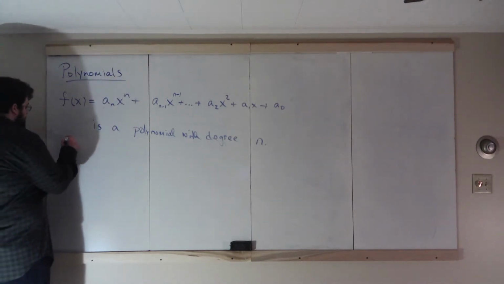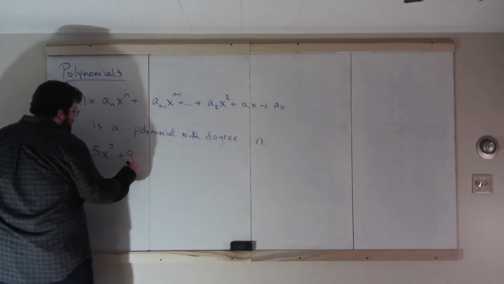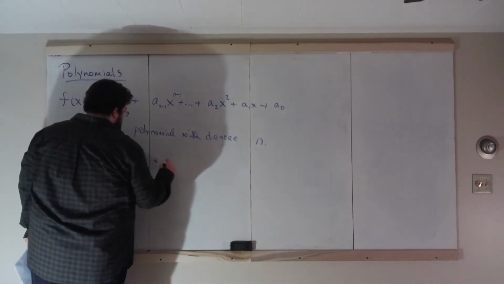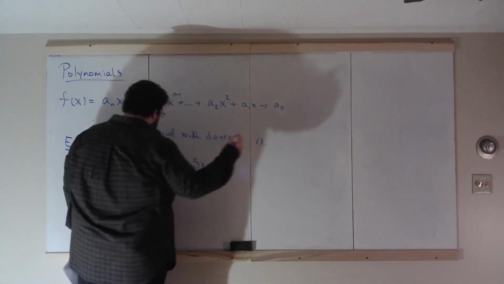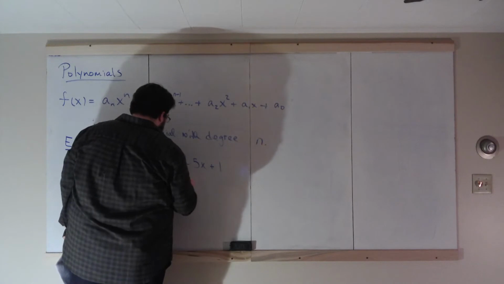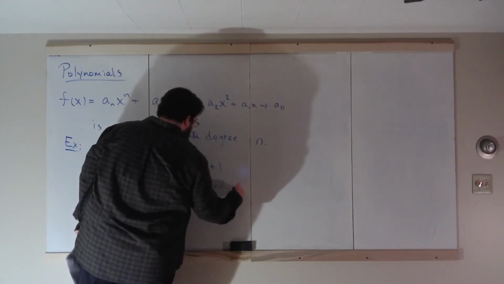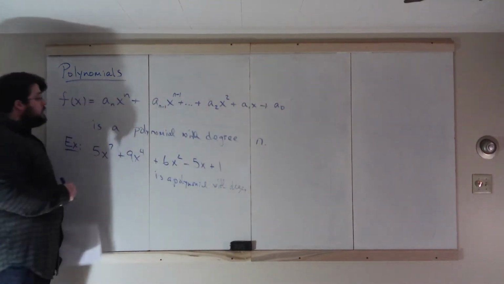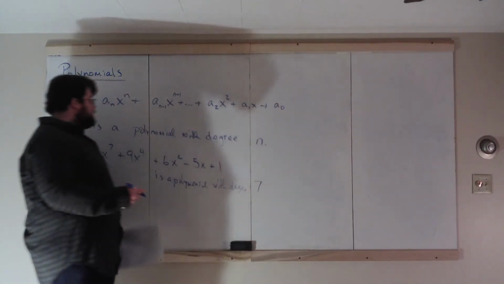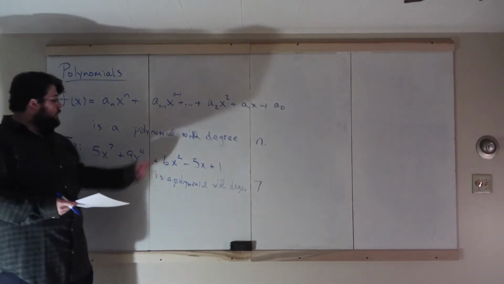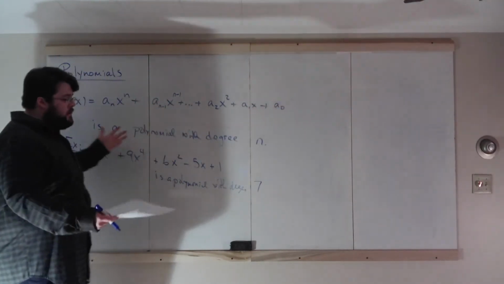And just an example. Example: 5x to the 7th plus 9x to the 4th plus 6x squared minus 5x plus 1 is a polynomial with degree, that says degree. Degree is the largest exponent, in this case 7. Notice, we go from exponent 7 to 4 to 2 to 1 to 0. These middle terms can have coefficients of 0.